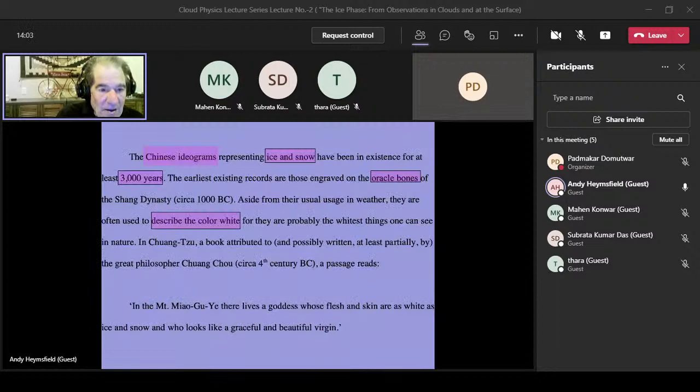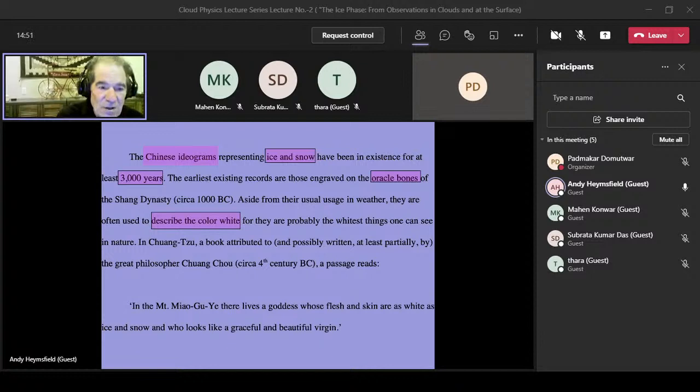The Chinese ideograms, that is diagrams representing ice and snow, have been in existence for at least, believe this, 3,000 years. The earliest existing records are those engraved on the oracle bones of this dynasty. Aside from the usual usage in weather, they are often used to describe the color white. This book reads, in the Mount Mio Gu Yi, there lives a goddess whose flesh and skin are as white as ice and snow, and who looks like a graceful and beautiful virgin.